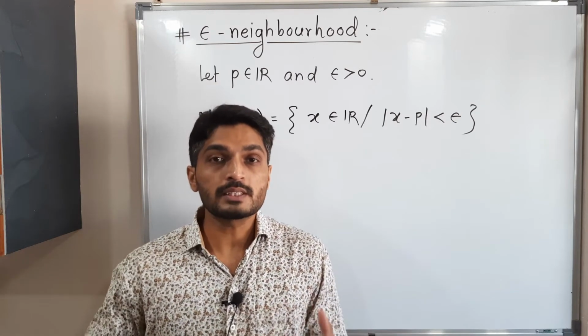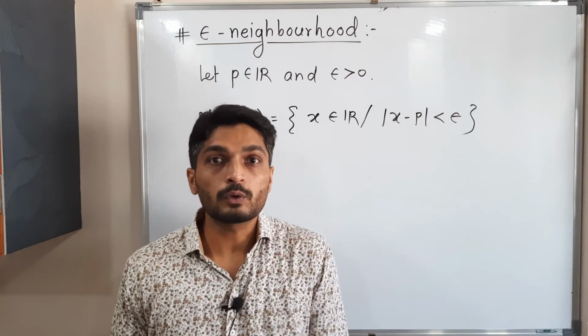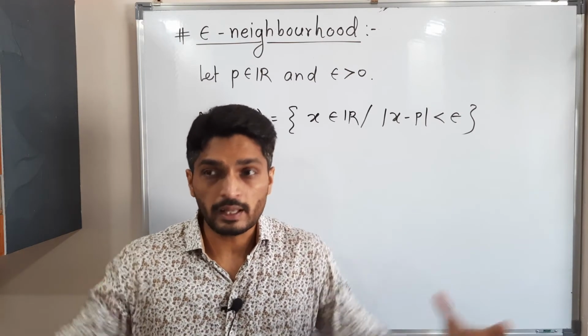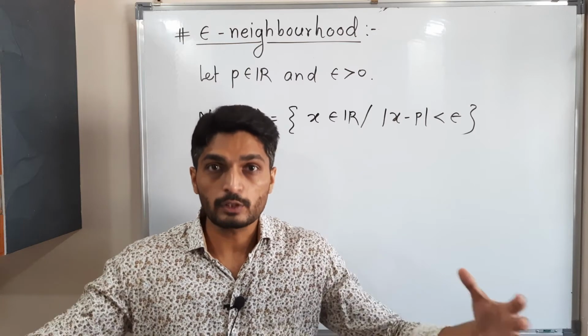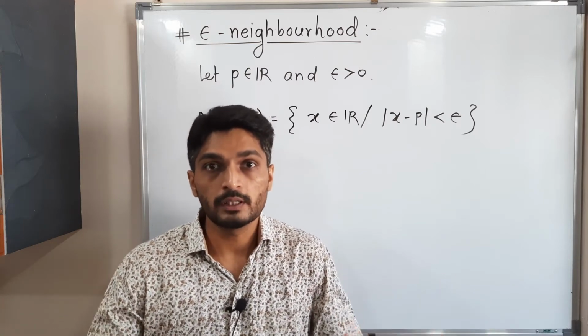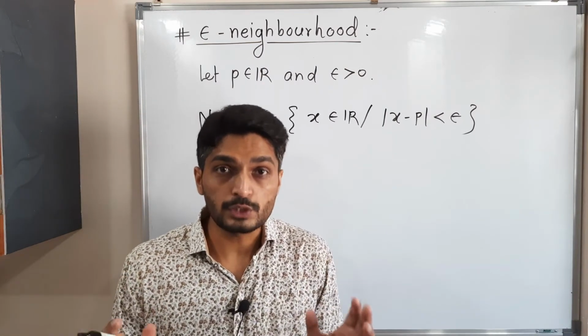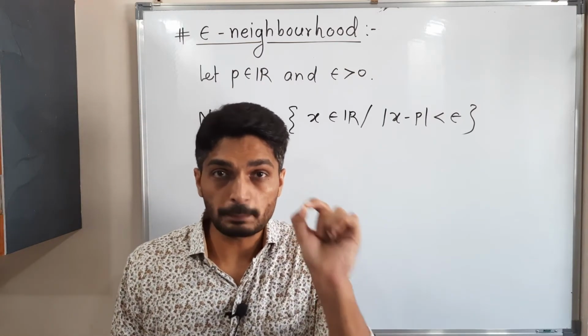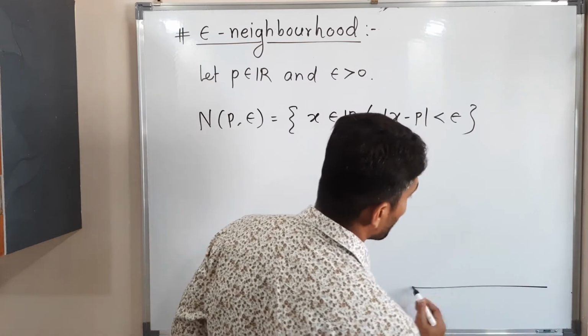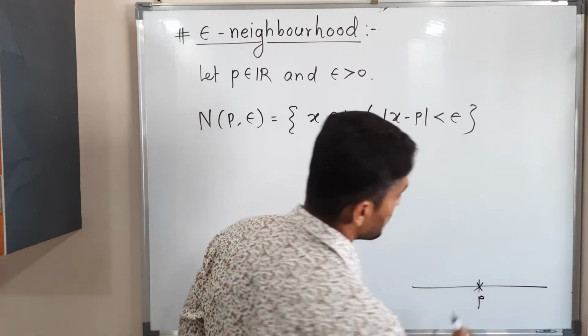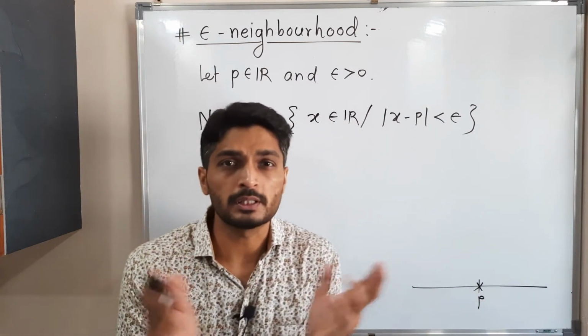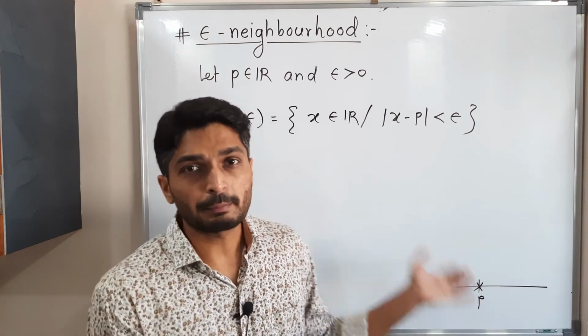We call people our neighbors when they live very close to our home. The same thing is here. It is a collection of points which are very close to point P. Suppose point P is here. The points which are very close to P, we call members of this set.